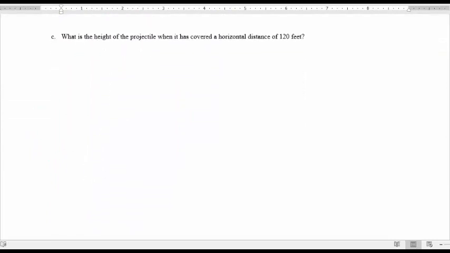And then the other question now is, what is the height of the projectile when it has covered a horizontal distance of 120 feet? And again, this is where you got to think a little bit, right? So horizontal distance of 120 feet, right? The x is the horizontal distance. So what we first want to do here is we want to find the t value when x is 120.